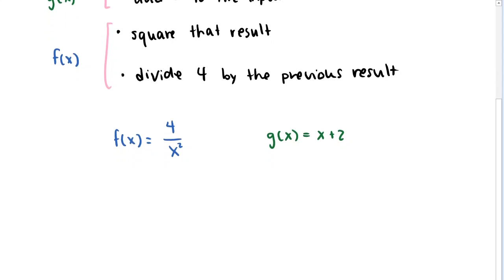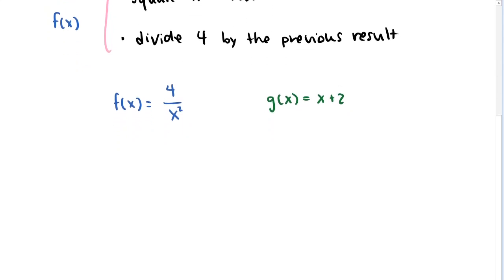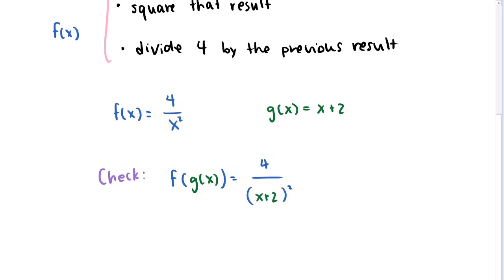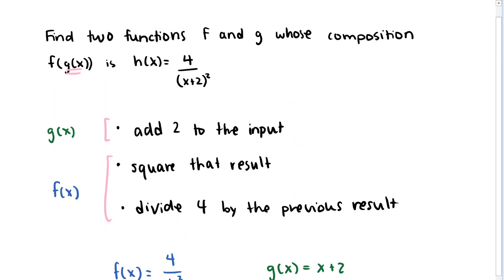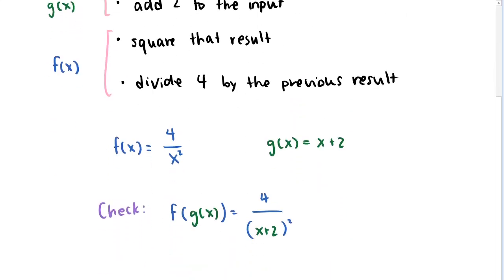So here, if these are our two functions, f and g, we can check that f composed with g of x is equal to 4 over g of x squared, so 4 over x plus 2 squared, and that's exactly what we wanted our composition to be. So this is one way we can decompose the function.